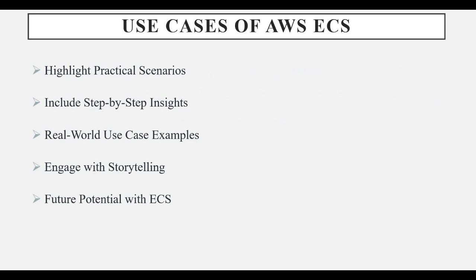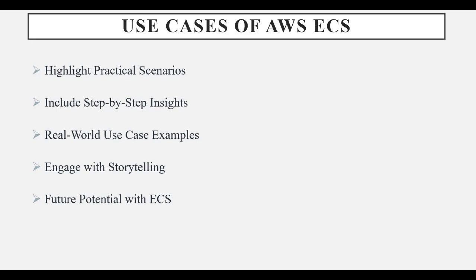The next is use cases of AWS ECS. So the use cases are: highlight practical scenarios, include step-by-step insights, real-world use case examples, engage with storytelling, and future potential with ECS. So highlight practical scenarios. Start by identifying specific relatable scenarios like managing a high traffic website, processing real-time data, or microservices architecture for startups. Share relatable examples to illustrate how ECS enhances scalability, reliability, and cost efficiency.